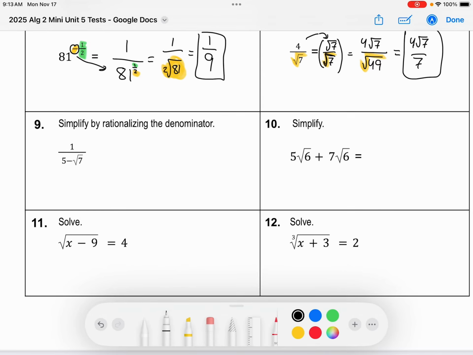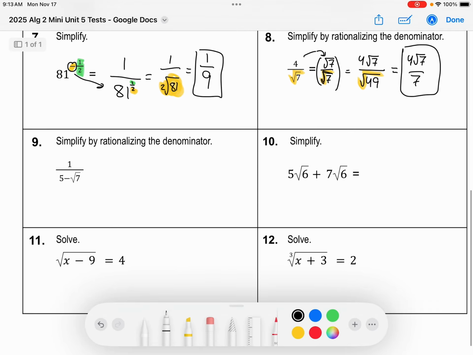All right, number 9. This one is very similar to number 8, where the goal is to get rid of this square root in the bottom of the fraction. But we are going to need to do something different. I'll show you real quick.